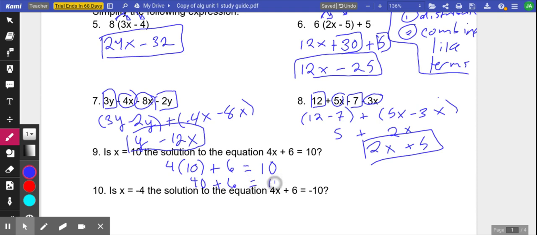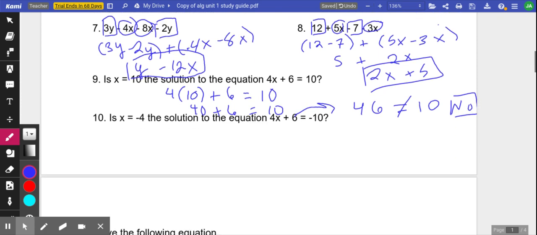I'm already thinking that it's not. It's pretty obvious to me at this point, but if it's not obvious to you, then you can keep going. So 40 plus 6 is 46, which is definitely not equal to 10. So the answer to this is no. x equals 10 is not a solution.